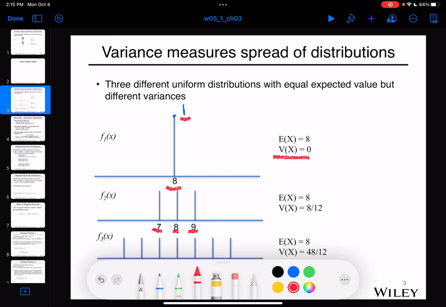So the probability of 7 is 1 divided by 3, and the probability of all of the other ones is also 1 divided by 3. In this case, again, the average value that we get is 8. Can anybody say how I calculated the variance here? Raise your hand if you know the answer. Why is the variance 8 divided by 12? Where did that come from?